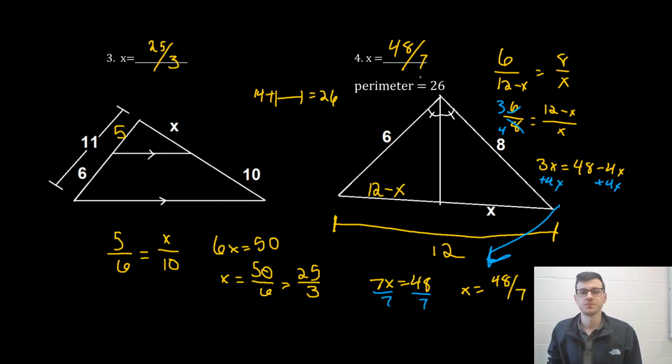They're just numbers. So there's some examples of how to use not only the triangle proportionality theorem, but the triangle angle bisector theorem. And I hope that clears things up for you.